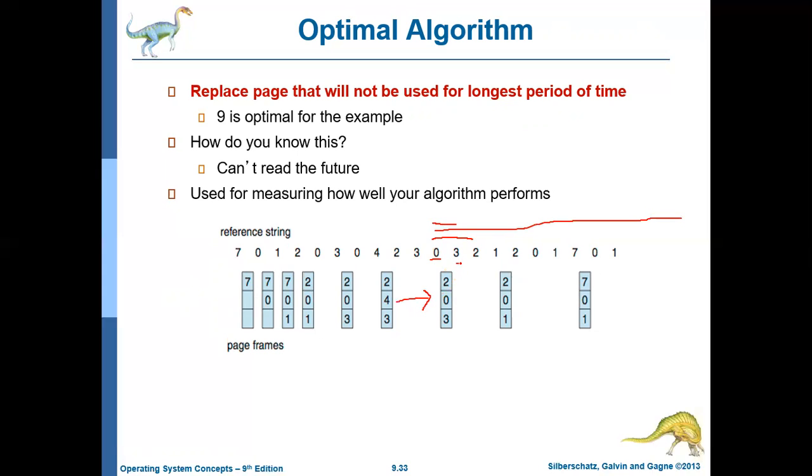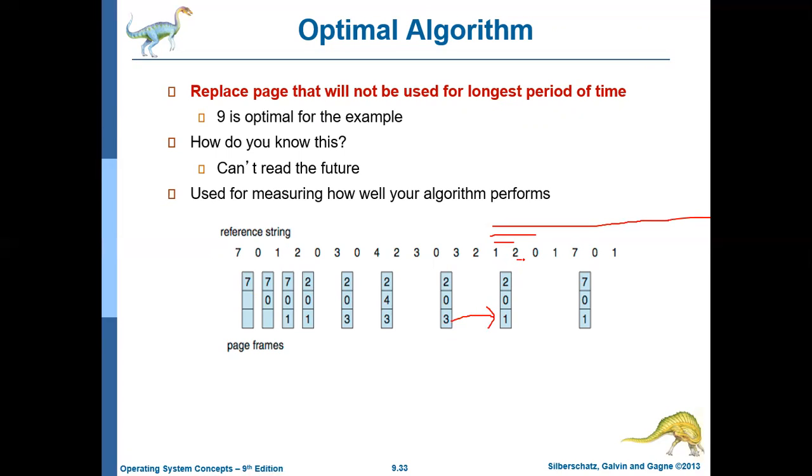Next is 3. 3 is already in the memory, no page fault. Next is 2. 2 is in the memory, there is no page fault. Next is 1. 1 is not in the memory. So 1 should replace either 2, 0 or 3. If you see, 2 is getting used here. 0 is getting used here. 3 is not at all getting used. Okay. So this 1 will replace 3. So 3 will be replaced by 1.